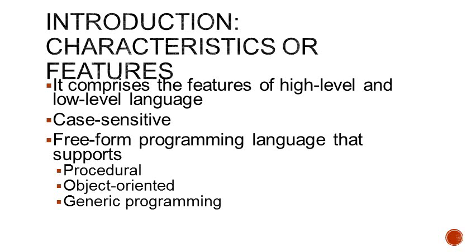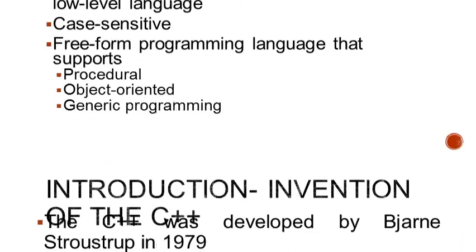Still on the characteristics or features of C++ programming, it comprises the features of high-level and low-level language, is case-sensitive, and is a free-form programming language that supports procedural, object-oriented, and generic programming as well.